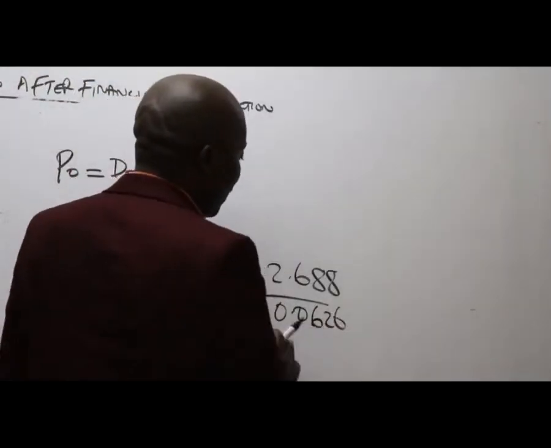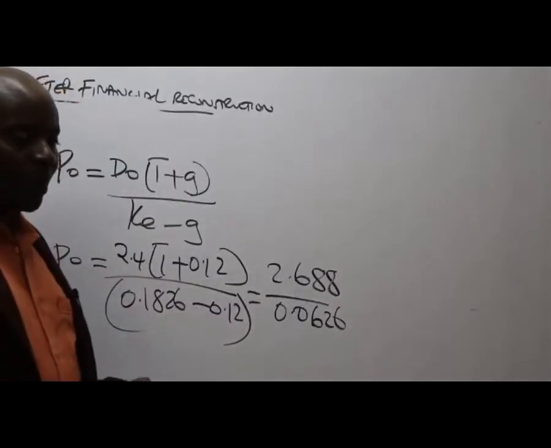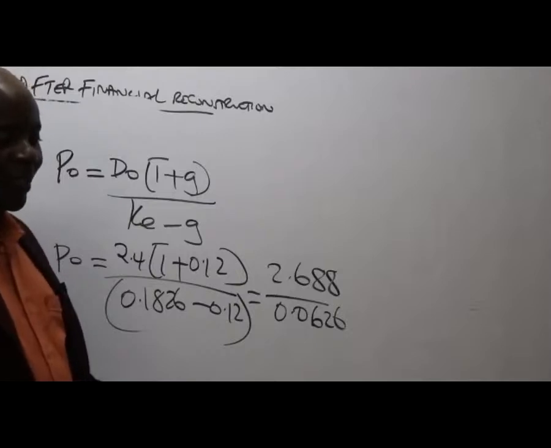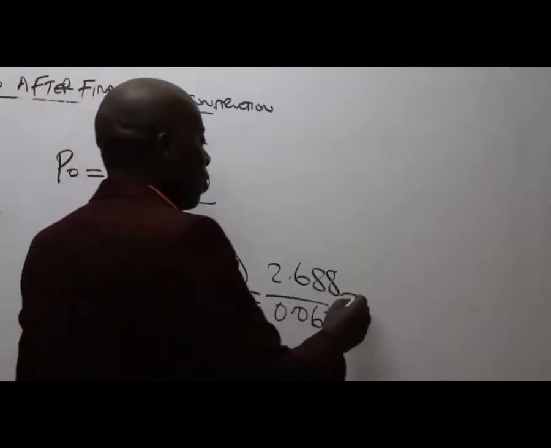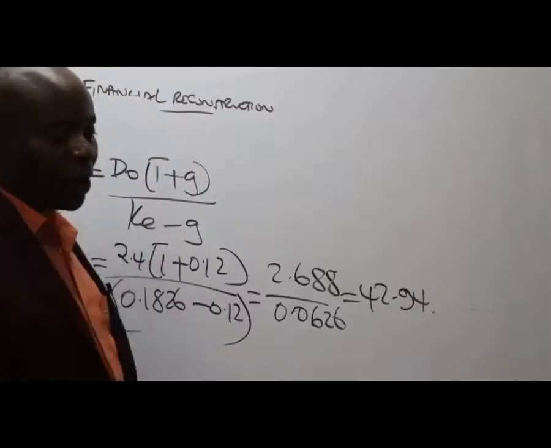So all of us, let's have this in terms of the same decimal places. When you divide, give us the quotient. What are you able to get there? What is the final answer? 42 point what, somebody? 42.94.